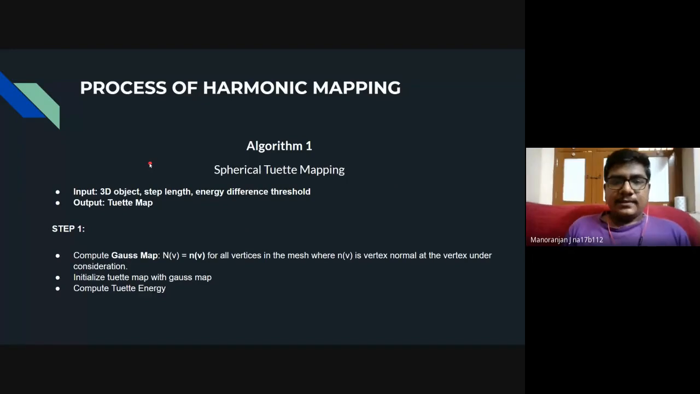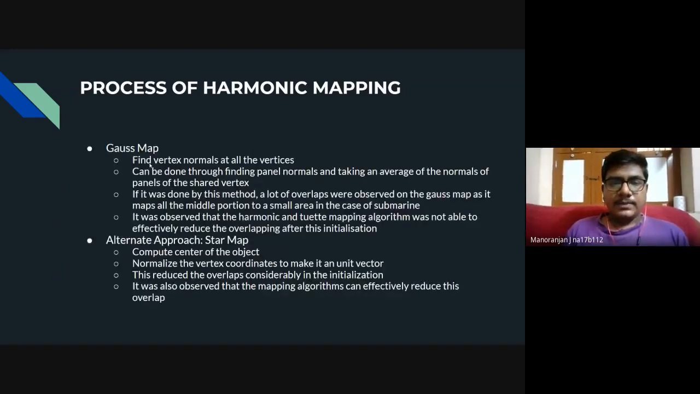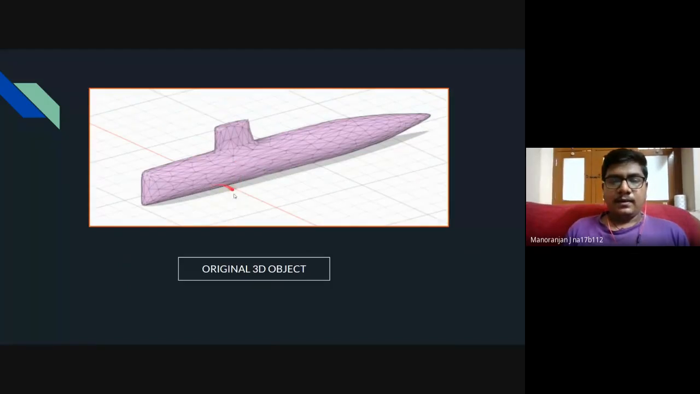So now I'll be discussing how we are doing the harmonic map of a 3D object. This is an example of a submarine. By 3D object, we are looking at only the surface points of the 3D object, and these objects can be represented by panels. As you can see in this case, triangular panels are being used to represent the surface. And as I've discussed before, genus 0 means there will be no hole. This submarine doesn't have any holes, and it is a fully closed figure.